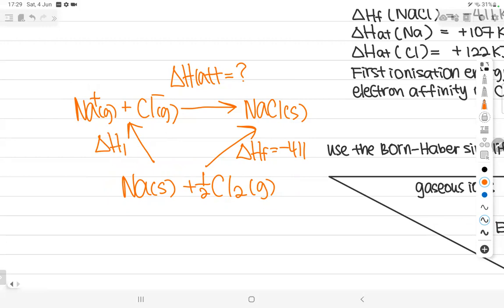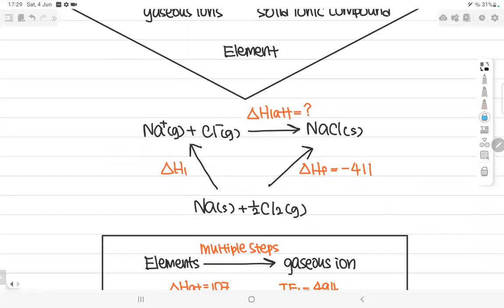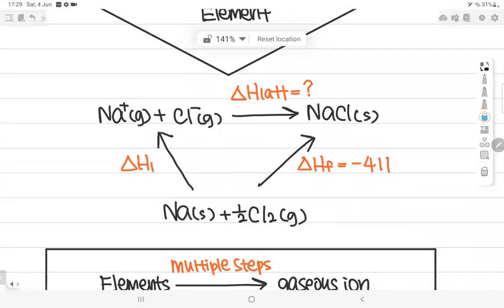Okay, up to this point, are you guys okay with how I construct this triangle? Are you guys okay with how I construct this triangle? Okay, all right.